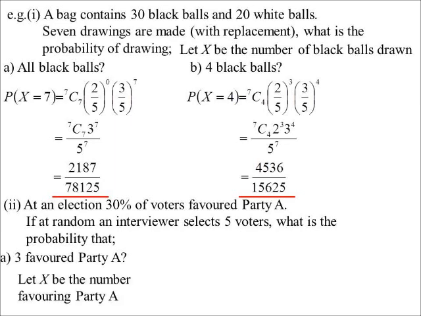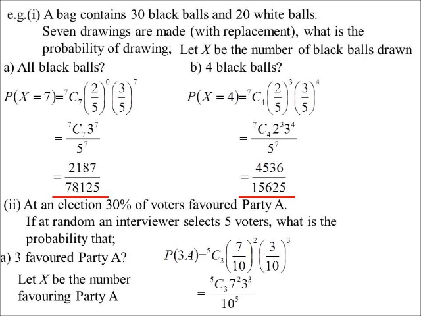So X is going to be the number representing Party A. So I want 3 A's, or X equals 3. I don't know why I wrote 3A there. It's written X equals 3. But anyway, 5C3, probability of happening to the power of 3, probability of not happening to the power of 2. There it is unsimplified. Mind you, for a question like this, we probably want an actual answer.